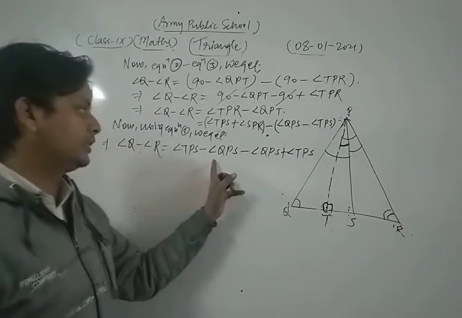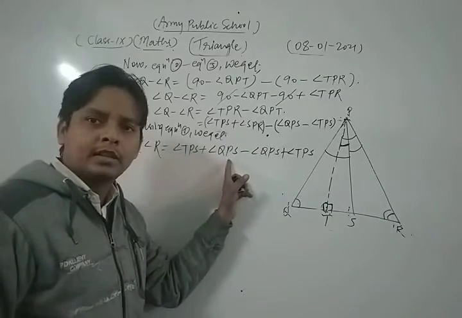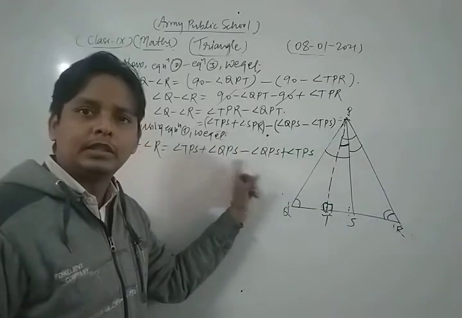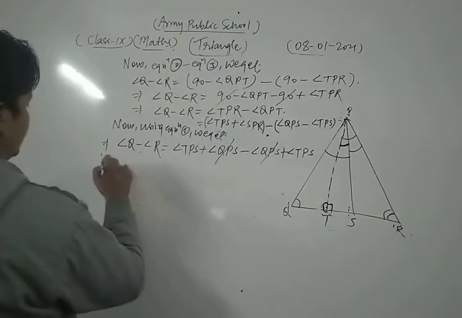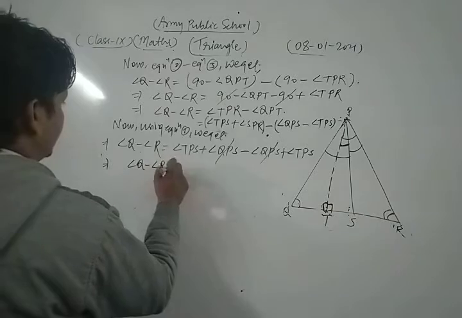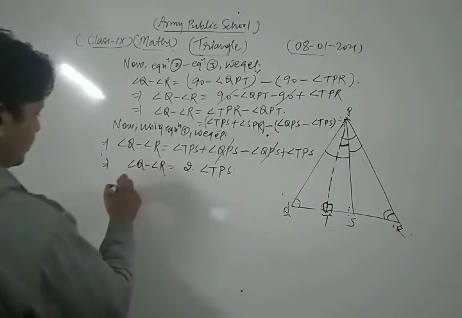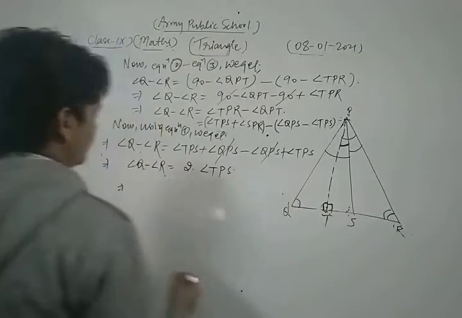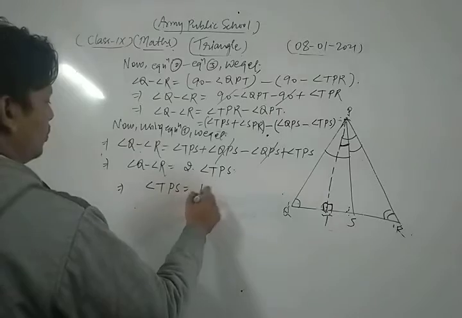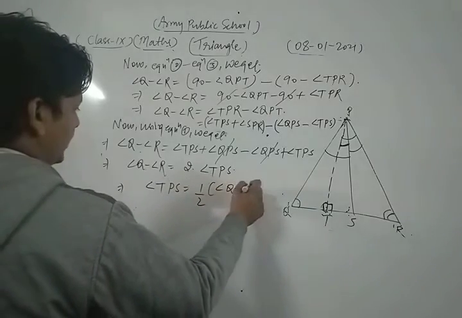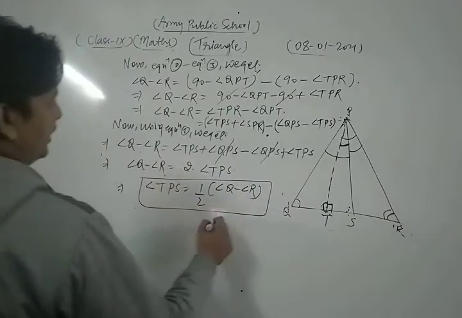Okay, now this is plus angle QPS and this is minus angle QPS, so these cancel each other. So we get angle Q minus angle R as 2 times angle TPS. Thus the value of angle TPS is equal to 1 by 2 of angle Q minus angle R. Hence proved.